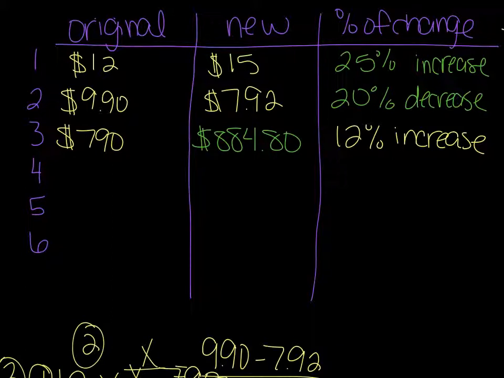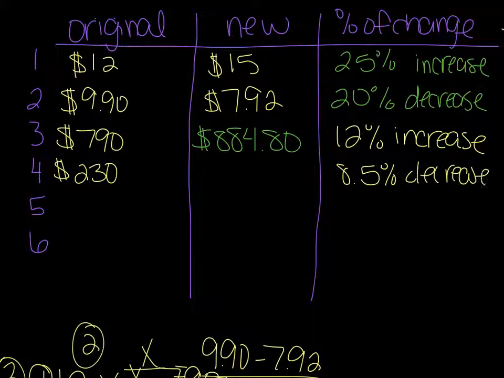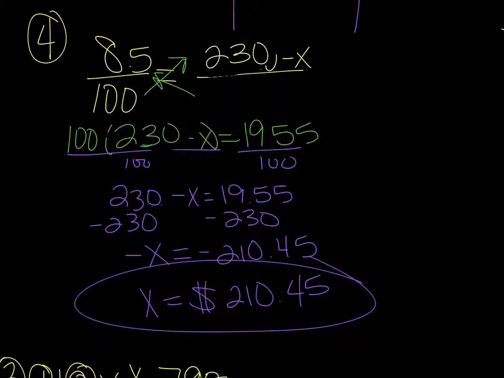Okay, you guys want to try the fourth one on your own? It'll be very similar to number 3. Okay, this time we have the original price of $230. We're looking for the new, and this one is an 8.5% decrease. So nearly the same thing as the last one, except that numerator where you have the amount of change would be different.